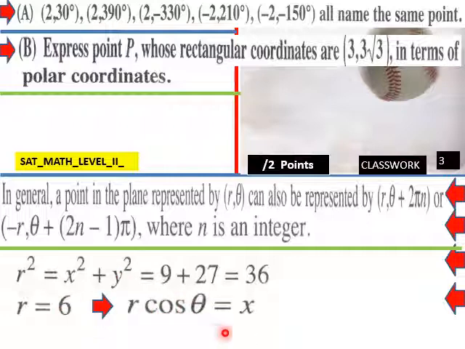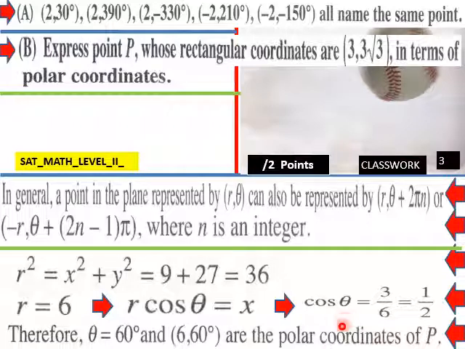So r cosine theta equals x, and therefore cosine theta would equal 3 over 6, which equals 1 over 2. Therefore theta equals 60 degrees, since when cosine is 1/2, it's a 60-degree angle. And then (6, 60 degrees) are the polar coordinates of P. So that's the way that you find polar coordinates, moving first from a rectangular coordinate.